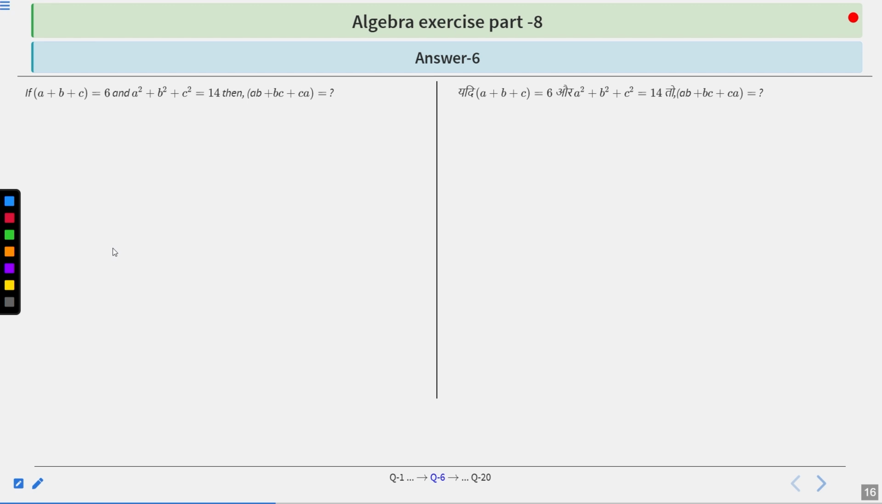So we were given A plus B plus C equal to 6 and A square plus B square plus C square equal to 14, and we were asked the value of AB plus BC plus CA. The correct answer to this question is option number B, 11. Now let us look at the solution of this question.